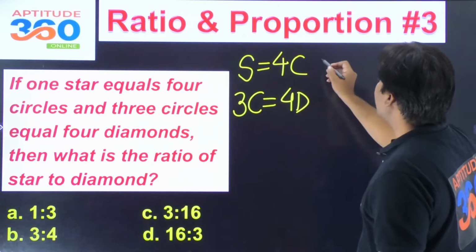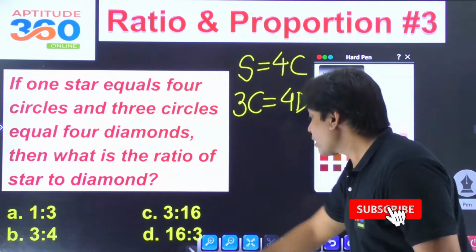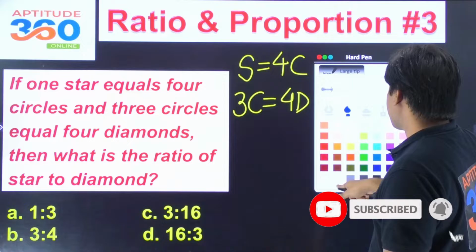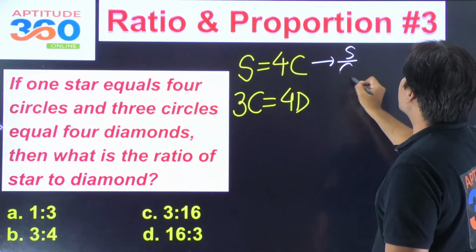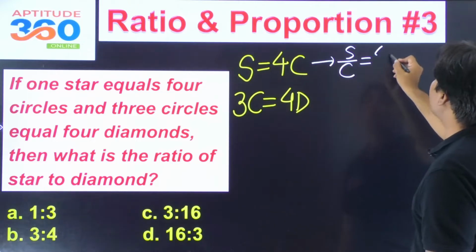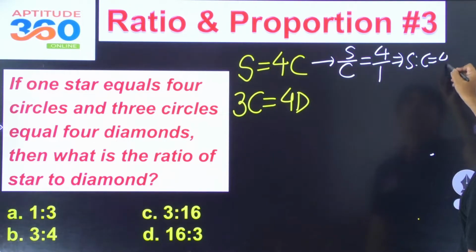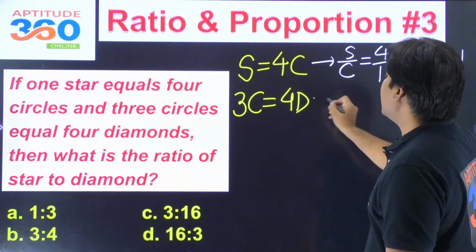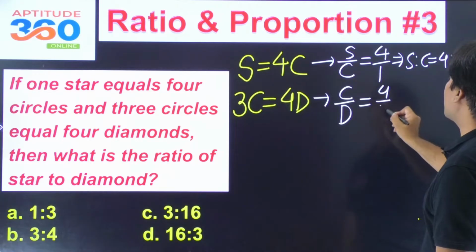So can you find out from here what is going to be the ratio of star and circle? How do we find out the ratio of star and circle? So this one is going to be what? 4 is to 1. So star and circle are in the ratio 4 is to 1. Similarly, circle and diamond are in the ratio 4 is to 3.